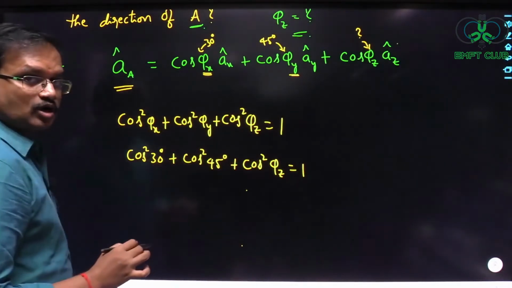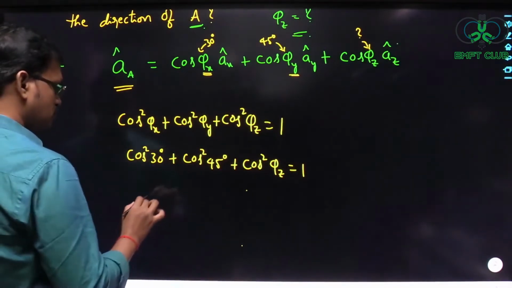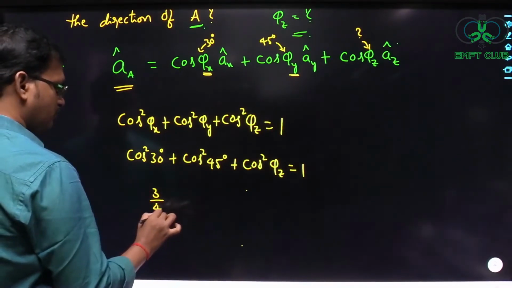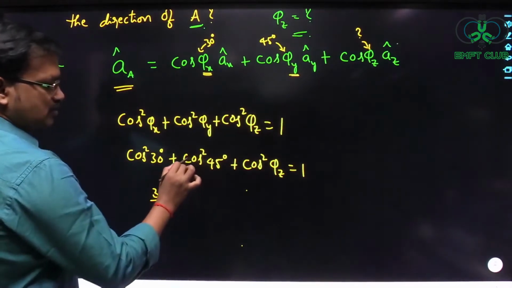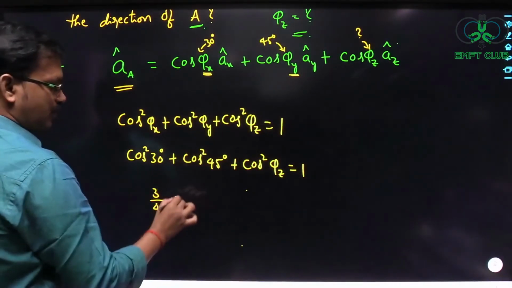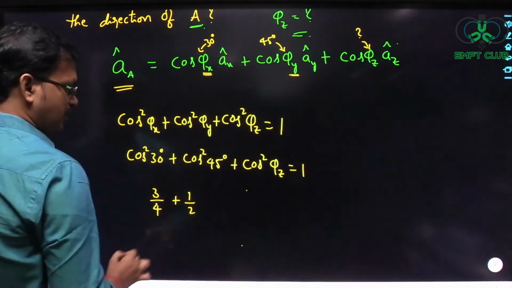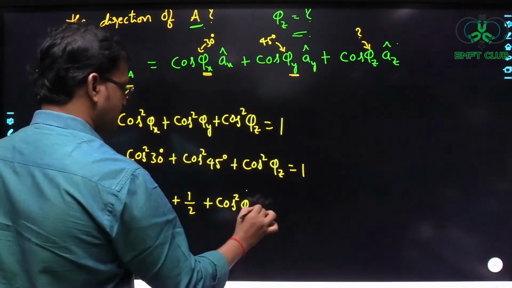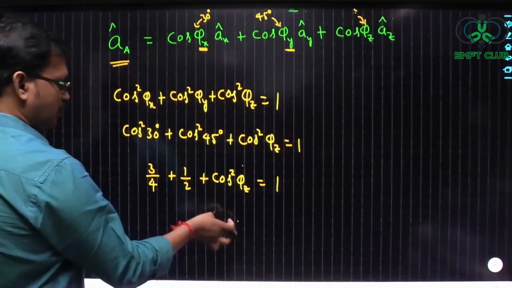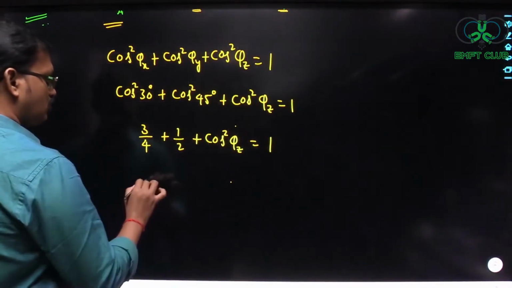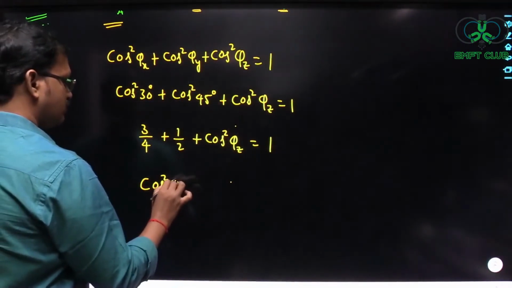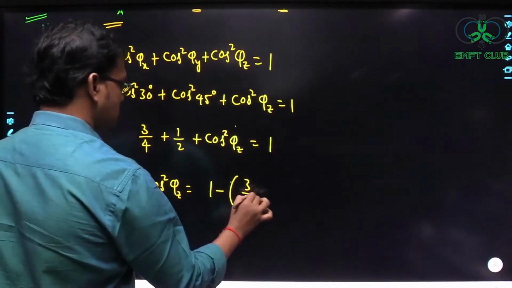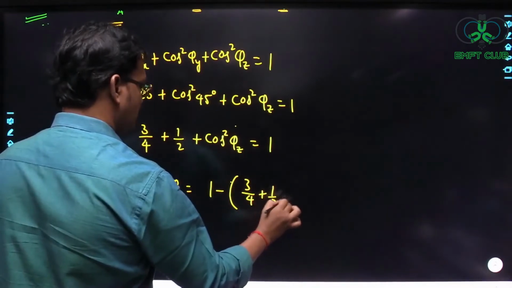Cos 30 is how much here? Root 3 by 2. So that means cos square gives you 3 by 4, plus cos 45 is 1 by root 2, and 1 by root 2 whole square is nothing but 1 by 2, plus cos square phi z is equivalent to 1. So therefore cos square phi z is equivalent to 1 minus of 3 by 4 plus 1 by 2.